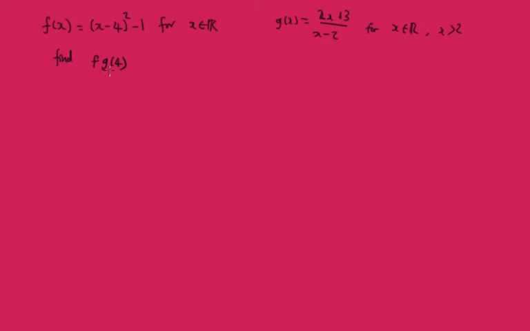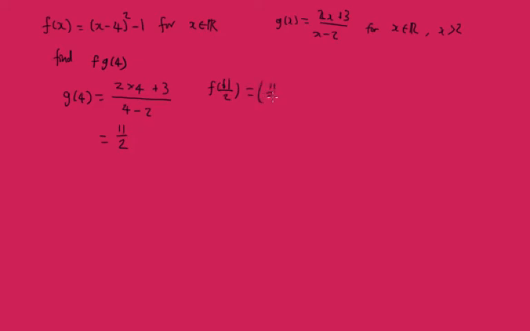So what we would do is we apply the function g first to x, where x equals 4. So we're going to take g of 4 first. So that's going to be (2 times 4 plus 3) over (4 minus 2). And working all that out, you're going to get 11 over 2. Now we take the result here and we apply it to the function f of x. It's going to be f of 11 over 2.